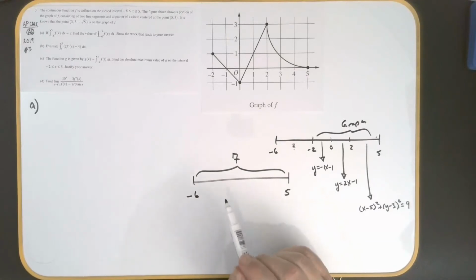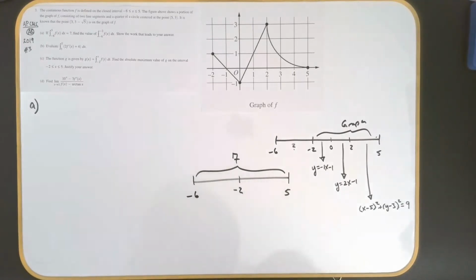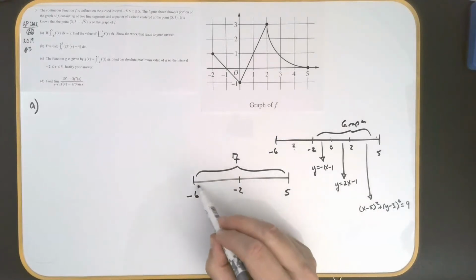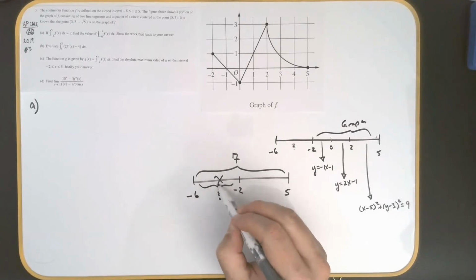The question is saying, if you go from -6 to -2, this is what they're wanting to know. So this is what the question mark is. Okay, or we could call this x.